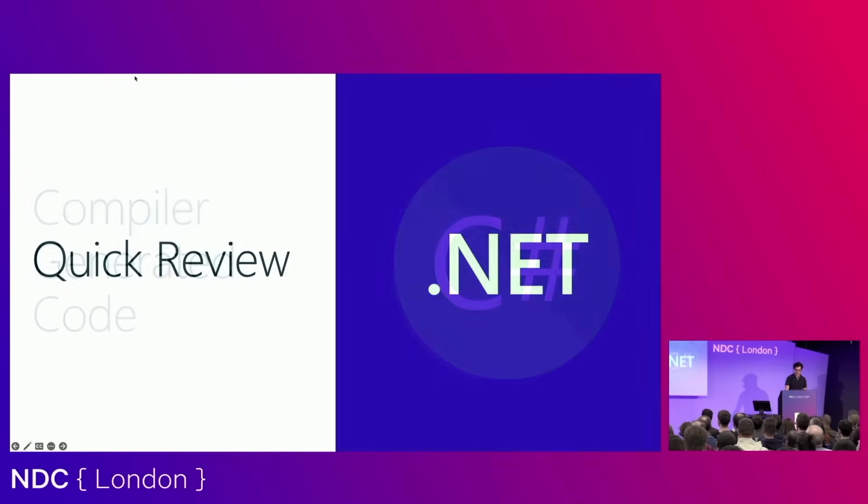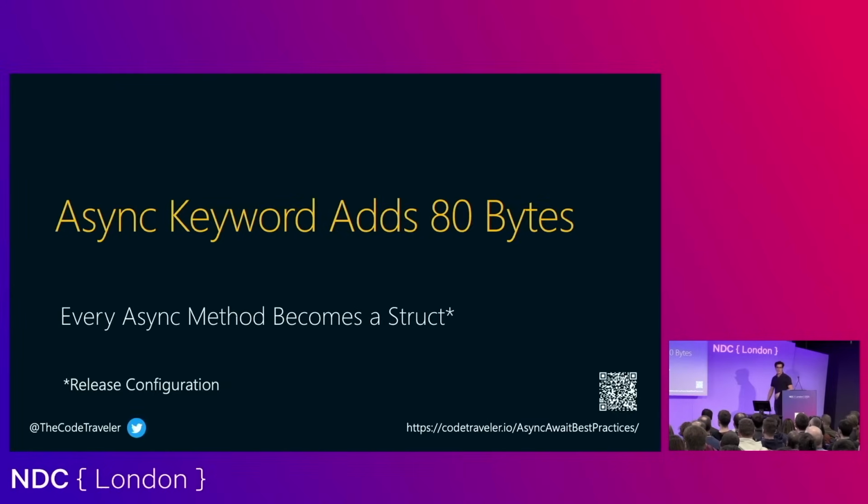So let's do a quick review here. The async keyword adds about 80 bytes, and that's because every time we compile our async code, that async method becomes a struct when in release, and if it's in debug mode, then that's still a class so that the debugger can better handle it. Struct is a little bit more performant, which is why it does that in release mode. And this is actually a fun improvement in .NET 8.